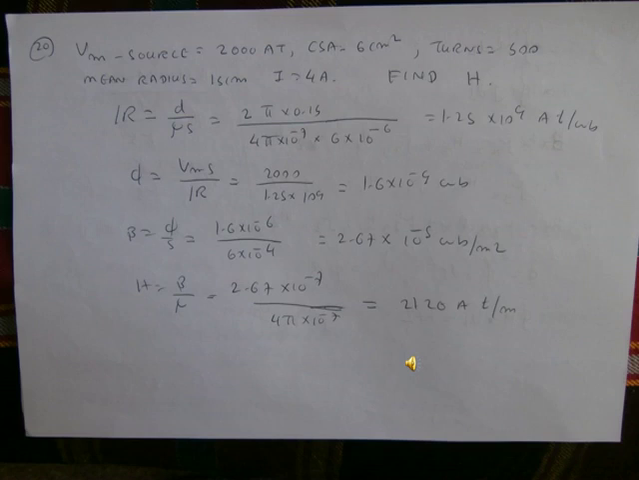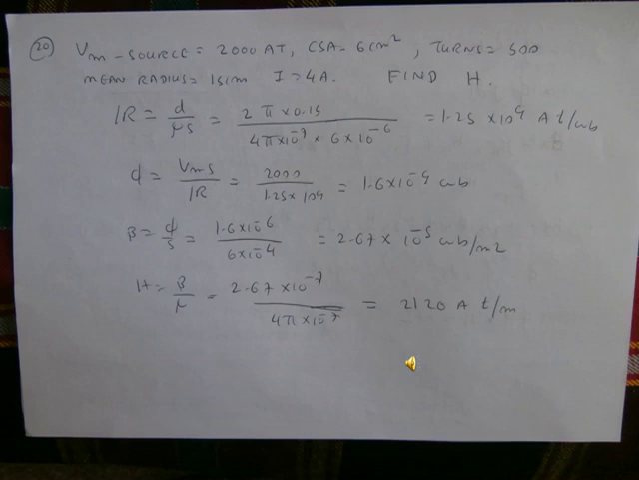And also the flux density B can also be calculated. So this is the flux divided by surface area. So B equals φ by S, so 1.6 × 10 power minus 6 divided by 6 × 10 power minus 4. So that will be 2.67 × 10 power minus 3 Weber per meter square.